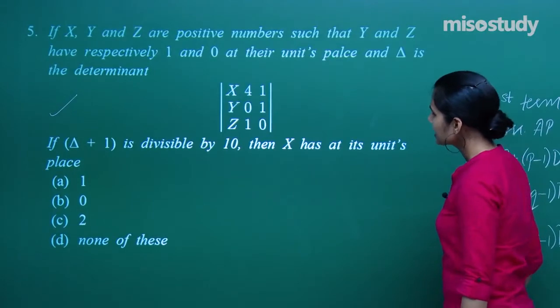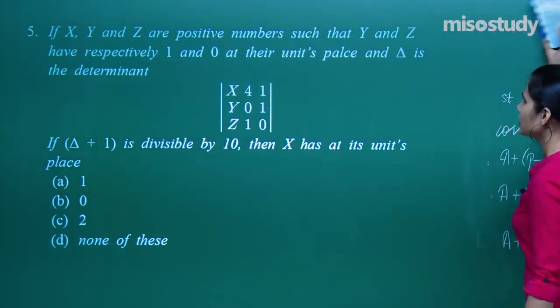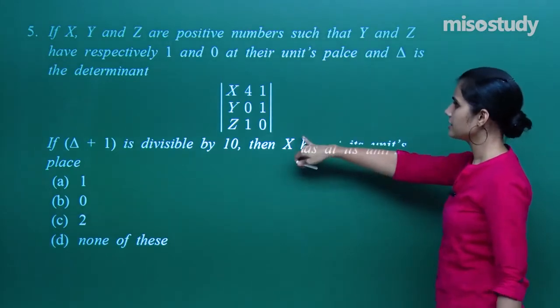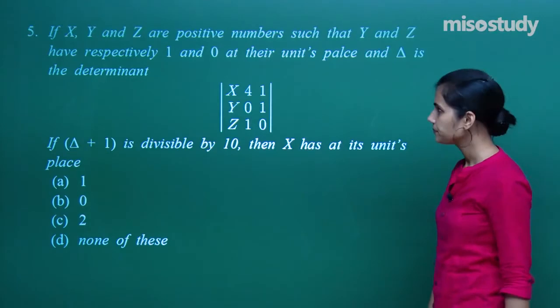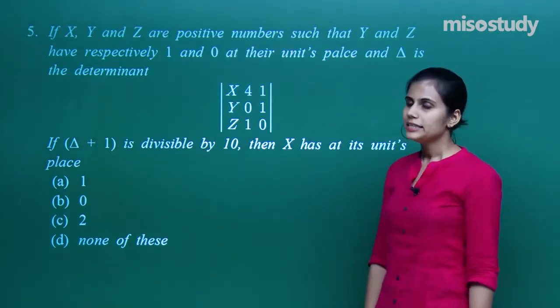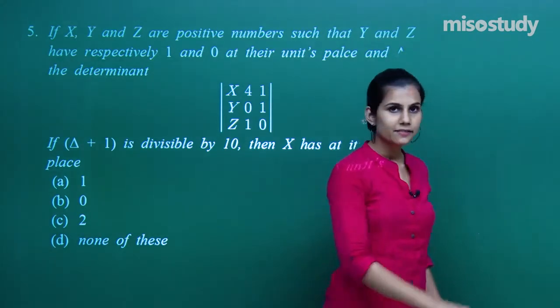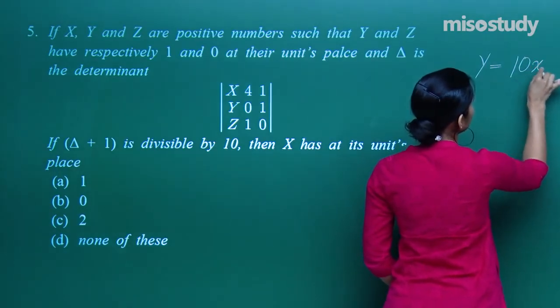Now it says if capital X, capital Y, capital Z are positive numbers such that Y and Z have 1 and 0 at their units place, and delta is this determinant, if this is divisible by 10, then X has what at its units place? So basically X, Y and Z are being divided by 10 and the remainders that are left are given to you.